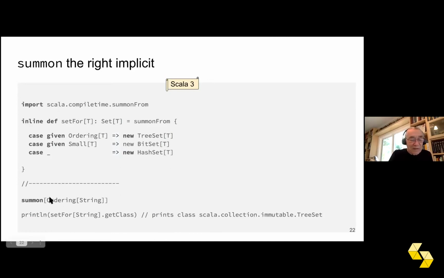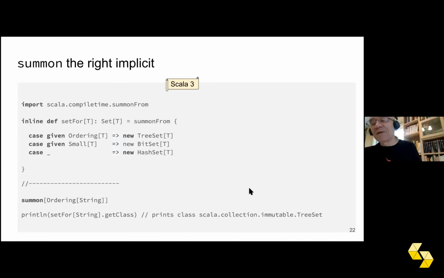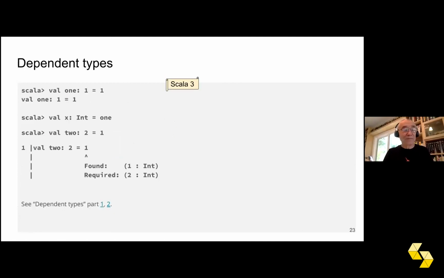So we can do this: summon Ordering[String], and then println a set for it, and then get its class. And it compiles properly, and the class is not something weird, it's just scala.collection.immutable.TreeSet. So the compiler does a lot of work for us that we don't usually expect in JVM-based languages, at least in Scala 2.